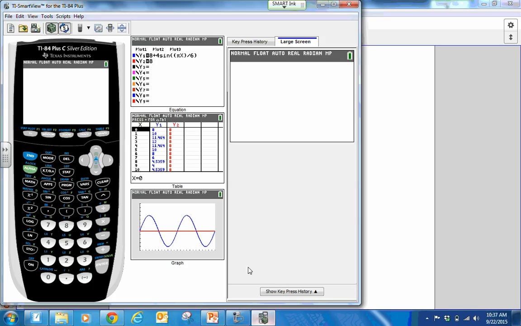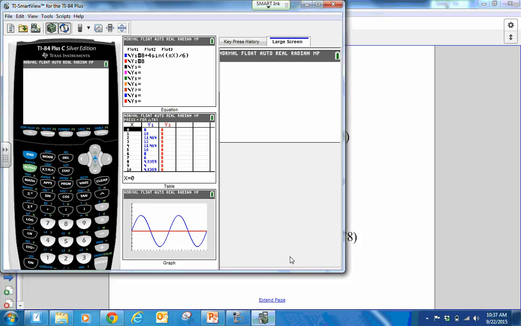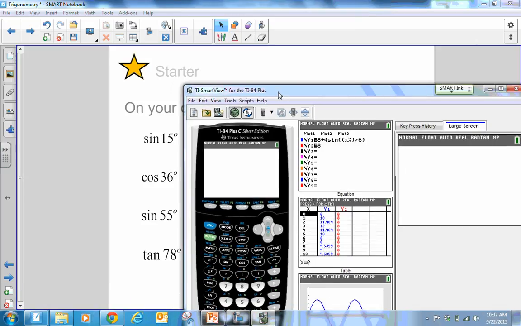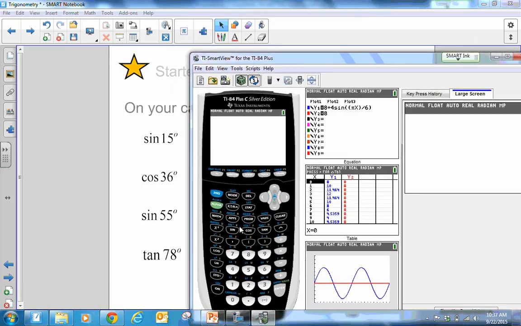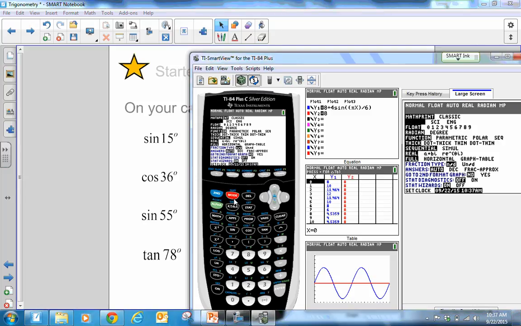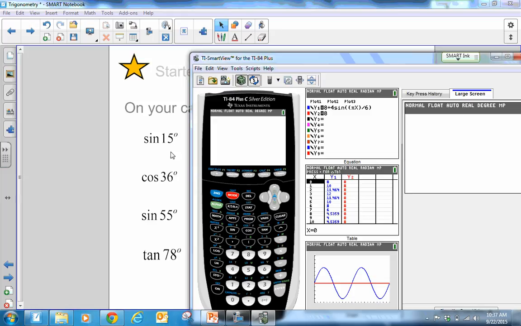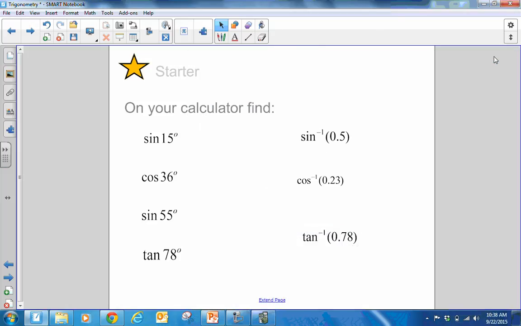So if I take my calculator out, let's make it a little bit smaller. It says sine of 15. First you need to go to mode and check your calculator. This calculator is in radians, as you can see here. So you need to change it to degrees. You go to degrees and then press enter. Once that's done, you do blue and quit. Okay, let's do sine of 15.